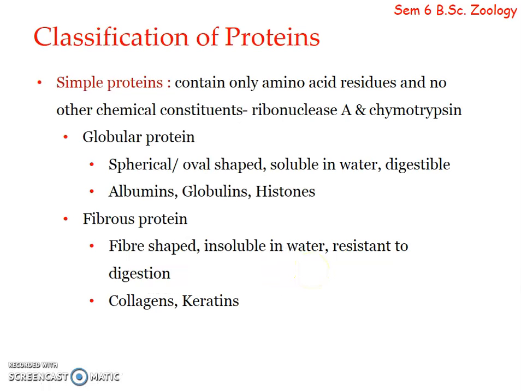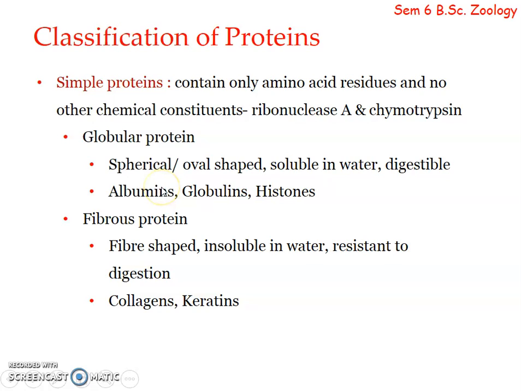Simple proteins, as already mentioned, contain only amino acid residues and no other chemical constituents. So when they are broken down, when hydrolyzed, we get only amino acids. Examples are ribonuclease A and chymotrypsin. The major types of simple proteins are globular proteins. Globular proteins are spherical or oval in shape. They are soluble in water or other solvents, and they are digestible. It includes albumins, globulins, and histones, which you are familiar with.